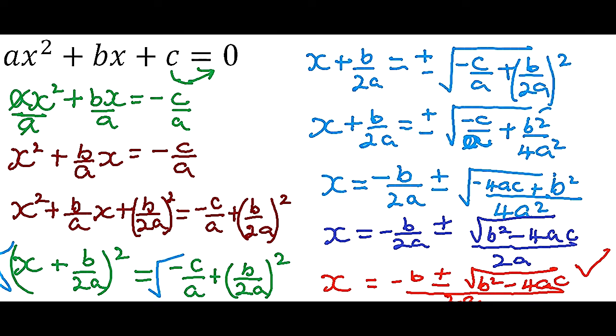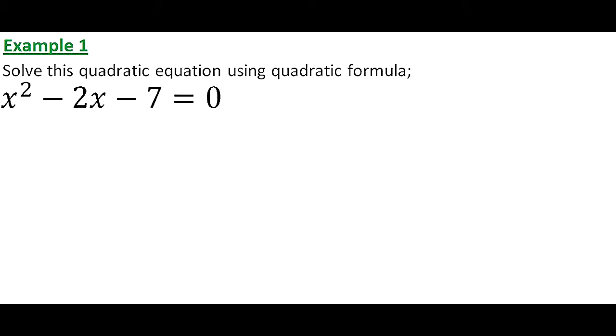So let's do several examples so that you understand how we apply the quadratic formula. Our example 1, solve this quadratic equation using the quadratic formula. So we have x squared minus 2x minus 7 equals 0. So the first thing you do is to identify the coefficients and the constant. So we can see here that a, the coefficient of x squared, is 1. The coefficient of x is minus 2. And the constant is equal to minus 7.